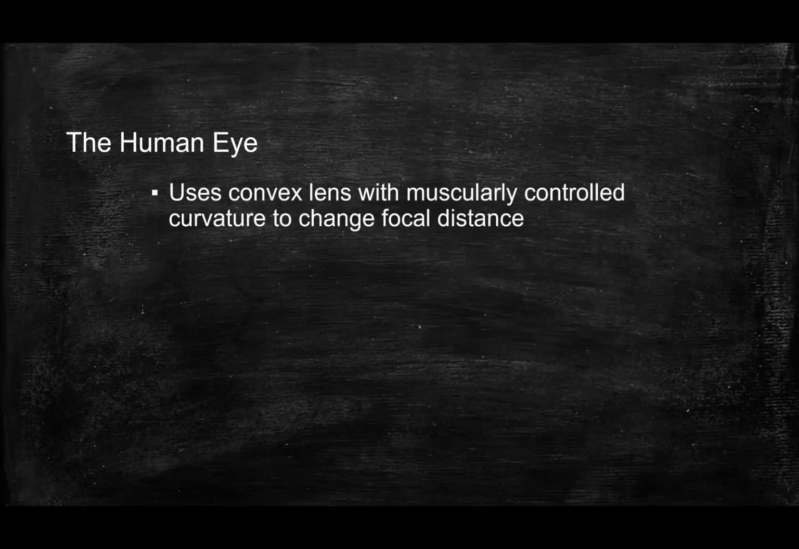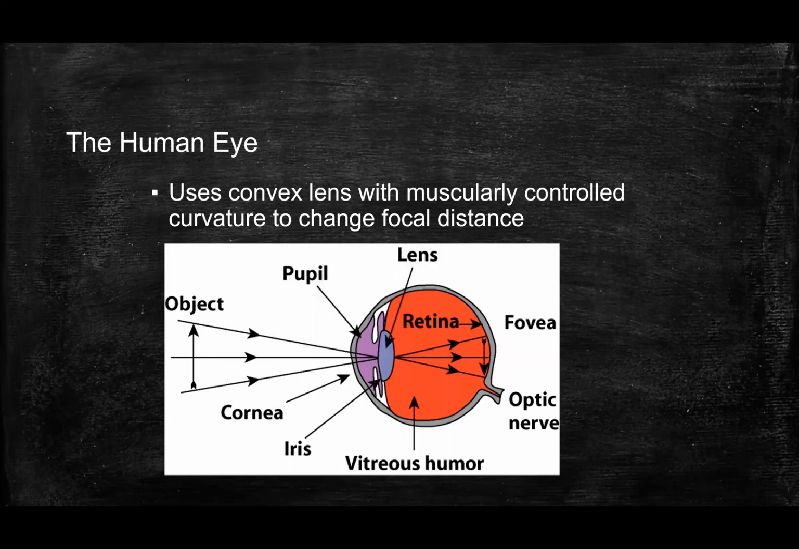Now, the human eye actually has a lens. That lens is a convex lens that has a muscular controlled curvature that can change its focus. So if we're looking at something far away, the muscles will adjust our eyes or the lens in our eyes accordingly to make that light from a faraway object bend or converge and meet at a sweet spot, which we call the retina in the eye. So we have the light rays coming in. It passes through that hole in our eye called the pupil.